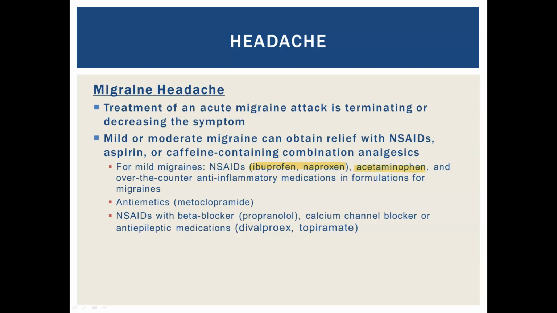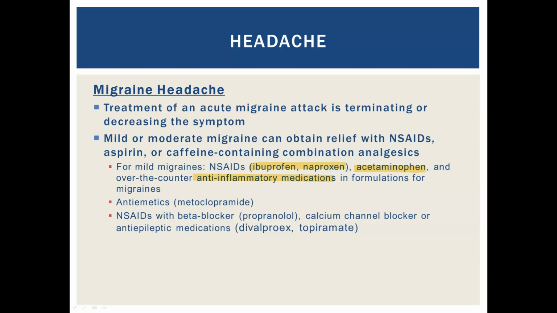Tylenol, obviously. Or we can have other anti-inflammatory medications. So think like naproxen. They have different medications over the counter that are specifically for migraines. They probably contain at least a little bit of caffeine. So we would be thinking about something like an Excedrin Migraine or an Advil Migraine. Again, those are just over the counter, Motrin, whatever it may be.